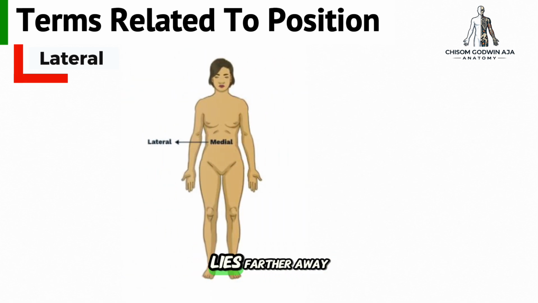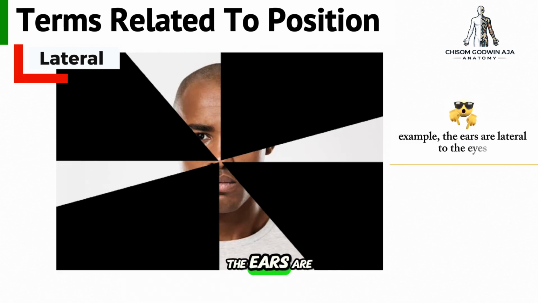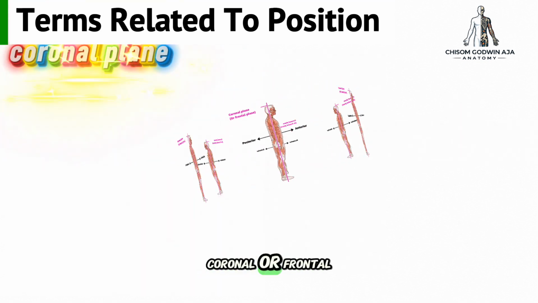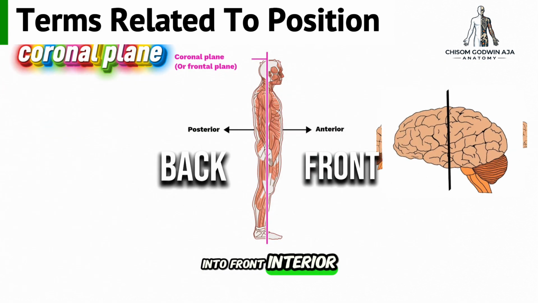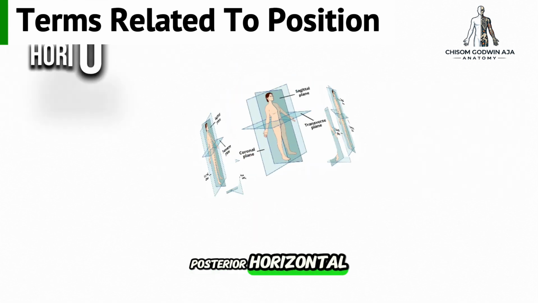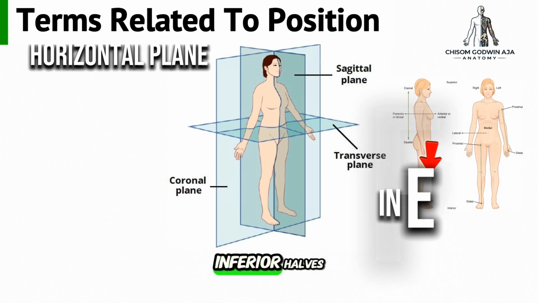Similarly, a structure that lies farther away from the median plane than another is said to be lateral. Example, the ears are lateral to the eyes. Coronal or frontal plane is a vertical slice that divides the body or an organ into front (anterior) and back (posterior). Horizontal, also called transverse plane or axial plane, divides the body into top (superior) and bottom (inferior) halves.